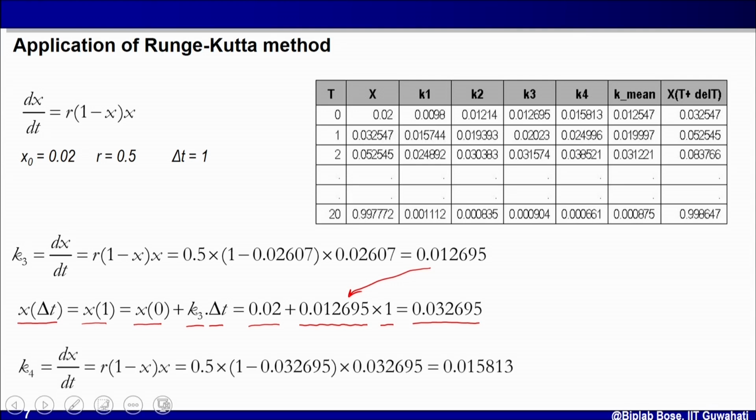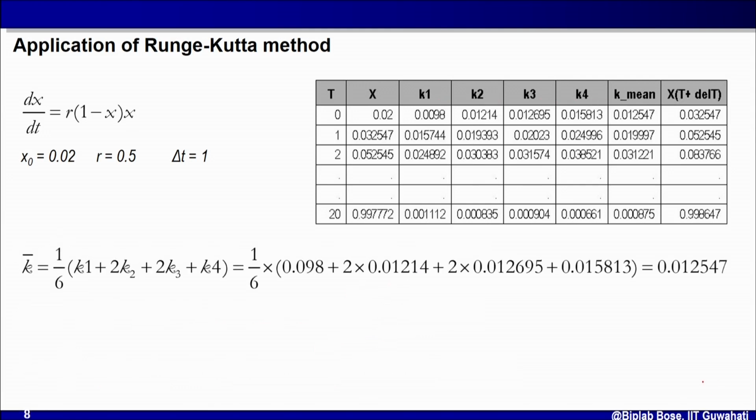Now let us calculate k4. So if I draw a line having slope dx dt at that point, the slope of that line will be k4 equal to dx dt equal to r into 1 minus x into x. R is 0.5, x is 1 minus 0.032695 that I have calculated just now. So these two values are here. If you multiply, you get a value of k4 as 0.015813. So what I have got is k1, k2, k3, k4.